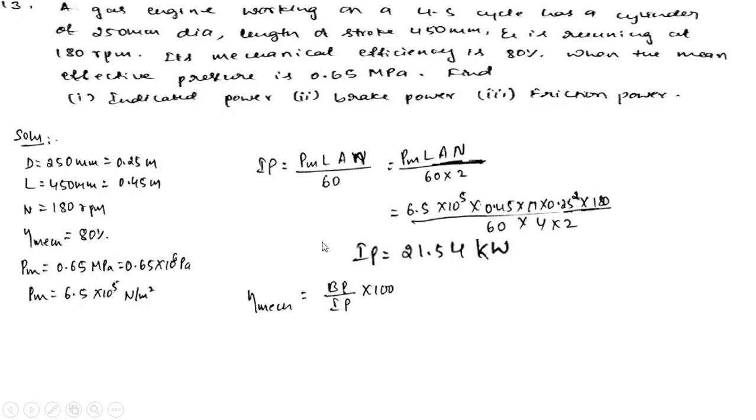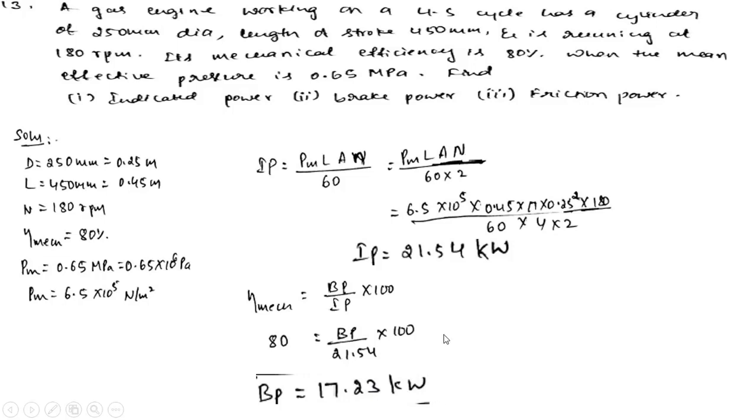So instead of going for that, we will make use of this value, mechanical efficiency. In this formula, mechanical efficiency is given as BP by IP into 100. Mechanical efficiency is given as 80. So this BP has to be calculated. IP is 21.54 kilowatt and it is 100. Then BP will come as 17.23 kilowatt. This is the value of brake power.